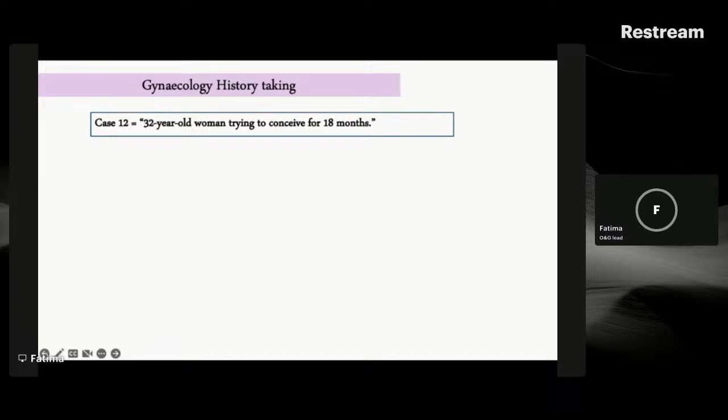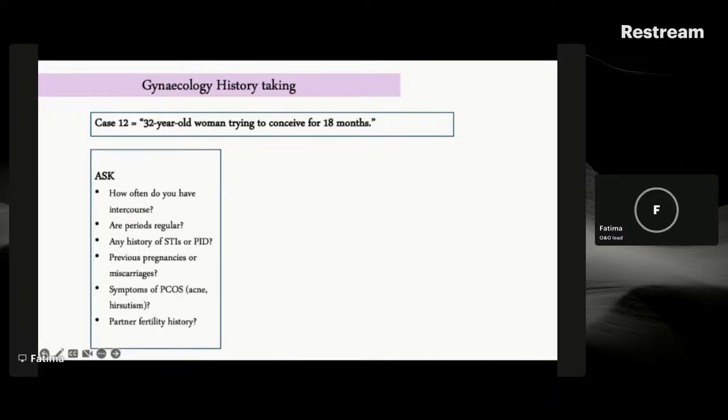Next case is a 32-year-old woman who has been trying to conceive for 18 months, and she's having difficulty with it. She comes in and she's saying, I've been trying for 18 months and I still haven't been successful. What are the questions that you're going to be asking here? How often do you have intercourse? Because it should be around three times a week.